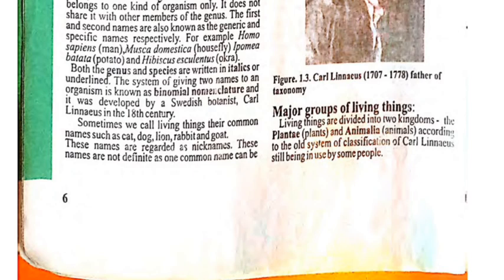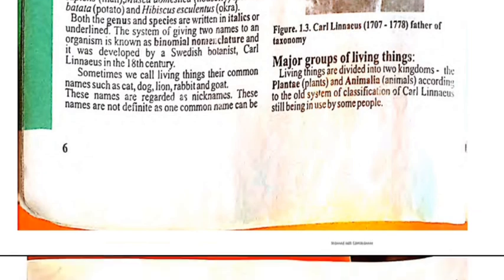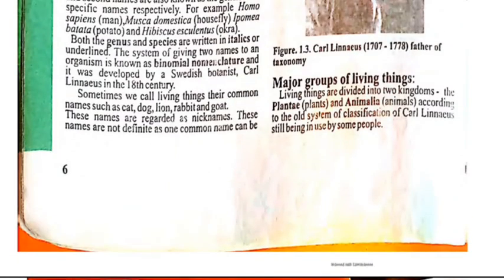So now let us look at it. We have major groups of living things. Living things are divided into two kingdoms, the Plantae and Animalia, according to the old system of classification of Carl Linnaeus, still being in use by some people. So we have the plants, we have the Animalia.